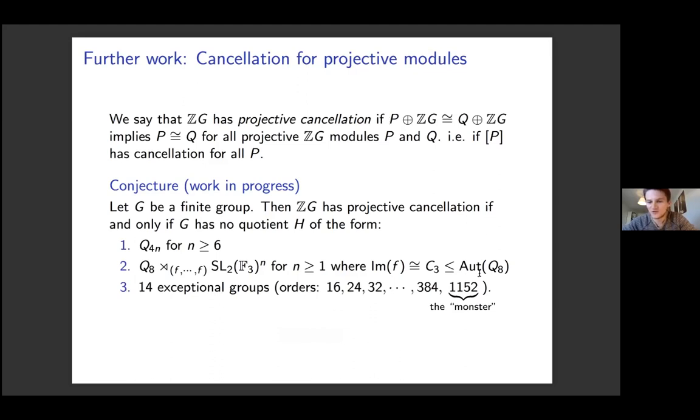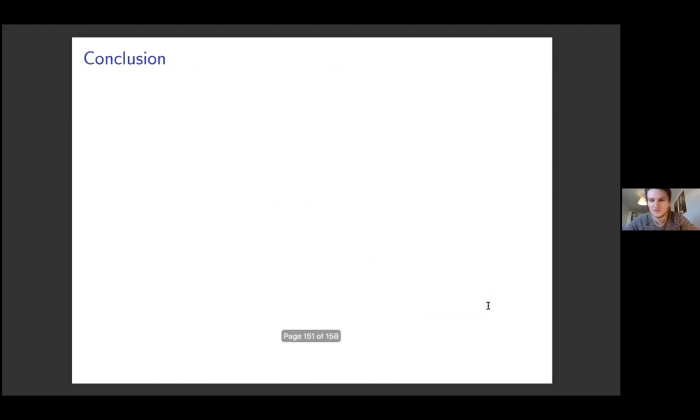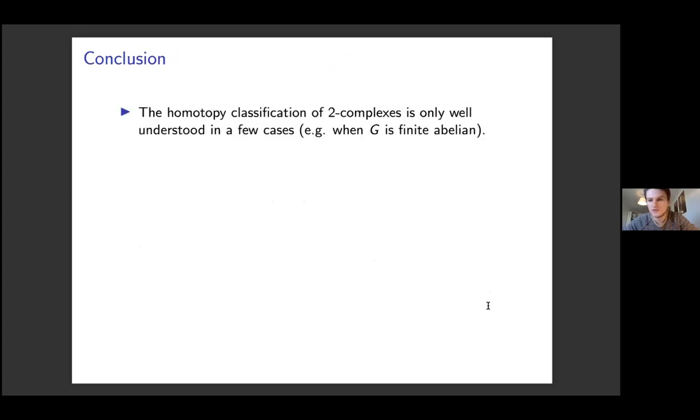There is one of an order larger than the rest, order 1152, which is sort of like the monster in the family. Okay, so that's pretty much all I wanted to say. So I'll just conclude with a summary.